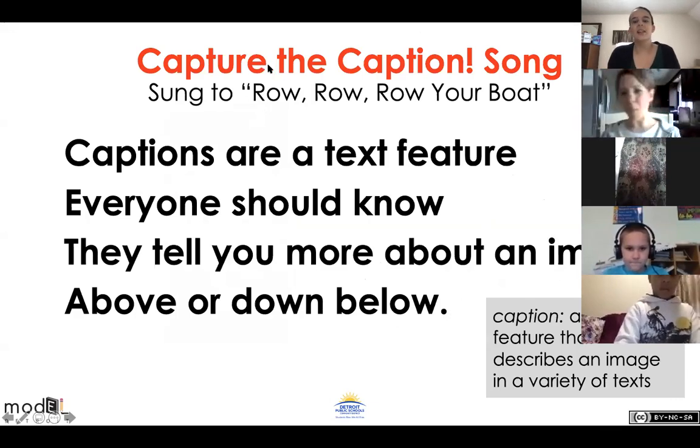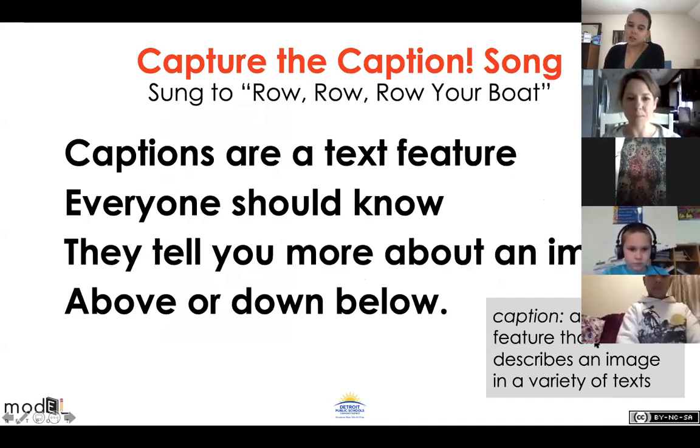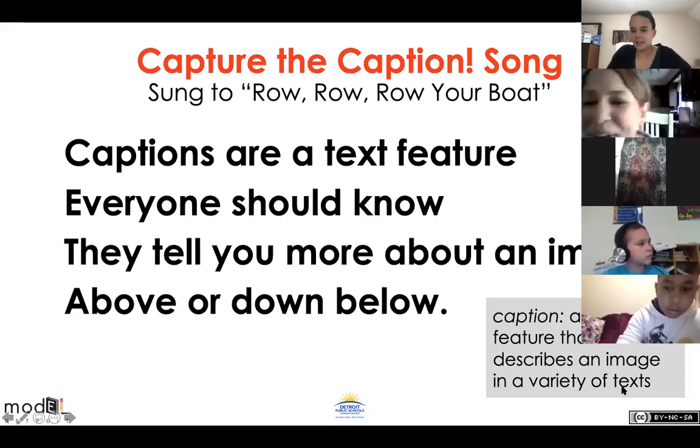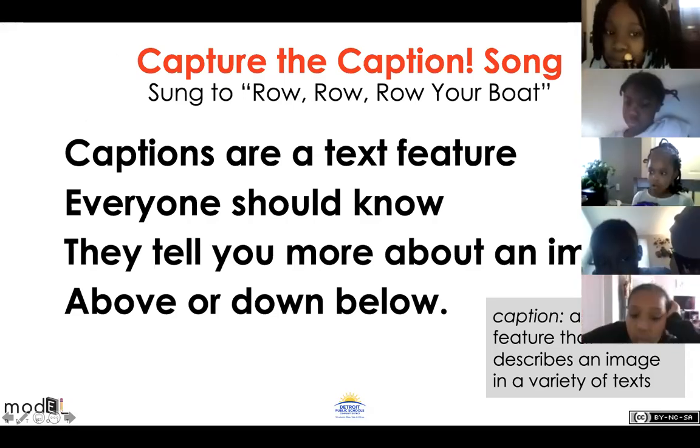A little Capture the Caption song. Before we start, I'm going to read you this little box right here that defines the word caption. Caption is a text feature that describes an image in a variety of texts. So you can have captions in all types of books. It doesn't just have to be a nonfiction book, but it describes what picture you're looking at. All right, ready, Miss Tishalay? Okay, let's hear your beautiful song.